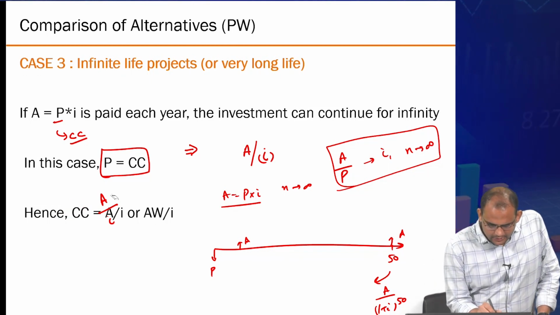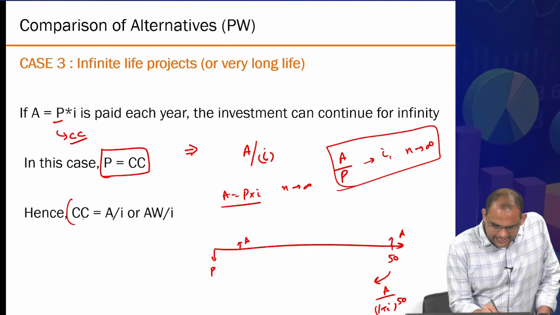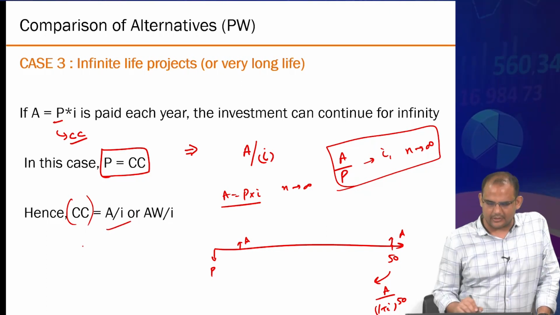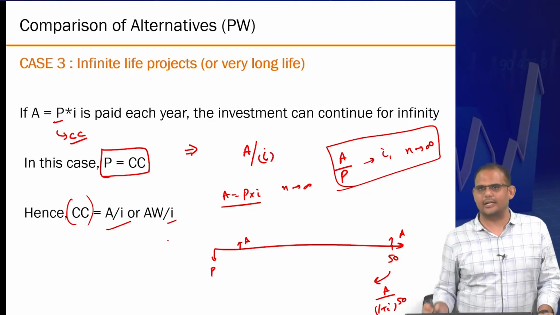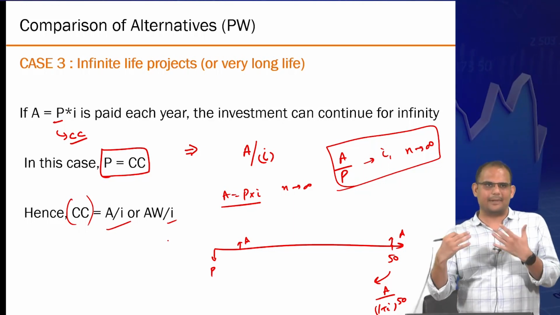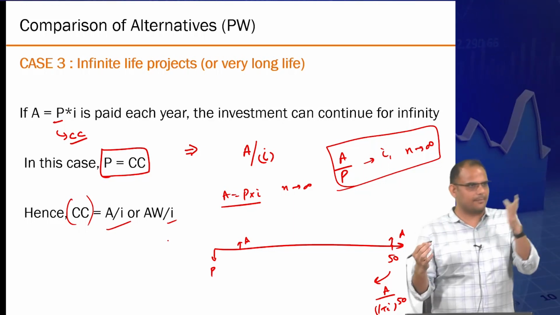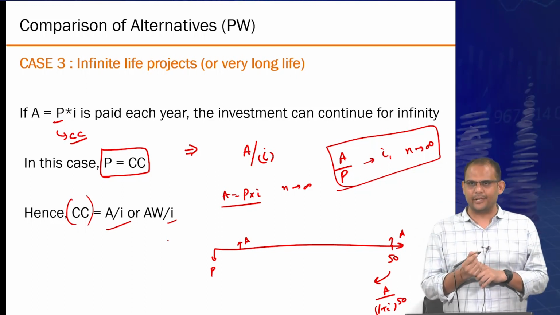So, this is the formula that you use. When I ask you capitalized cost, you can estimate the annual worth and divide by I and get the answer. And then you can choose the alternative with highest capitalized cost or lowest capitalized cost, depending upon what kind of analysis you are doing. Alright.